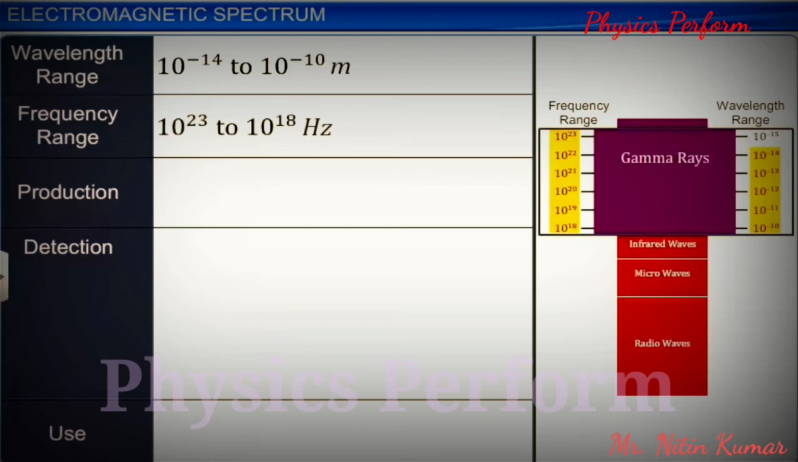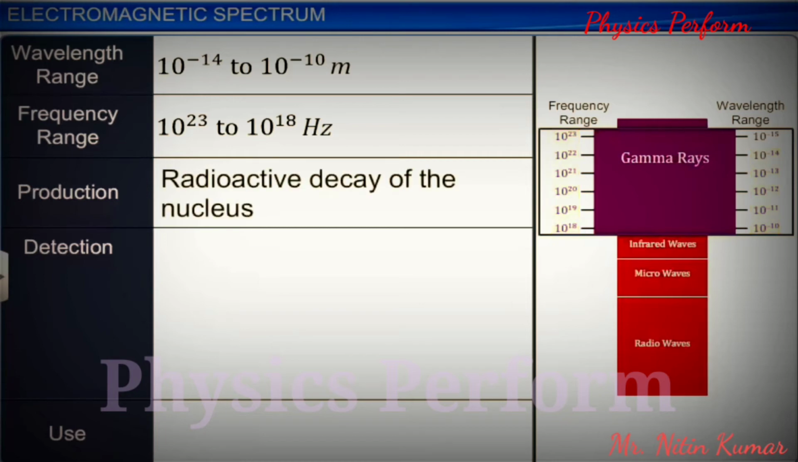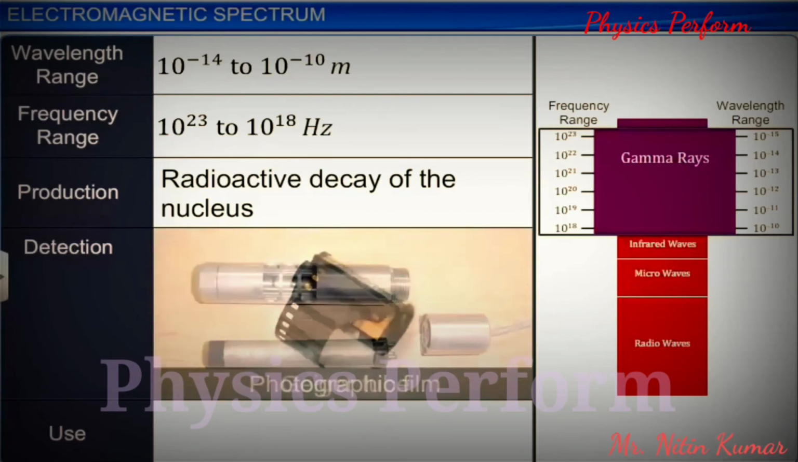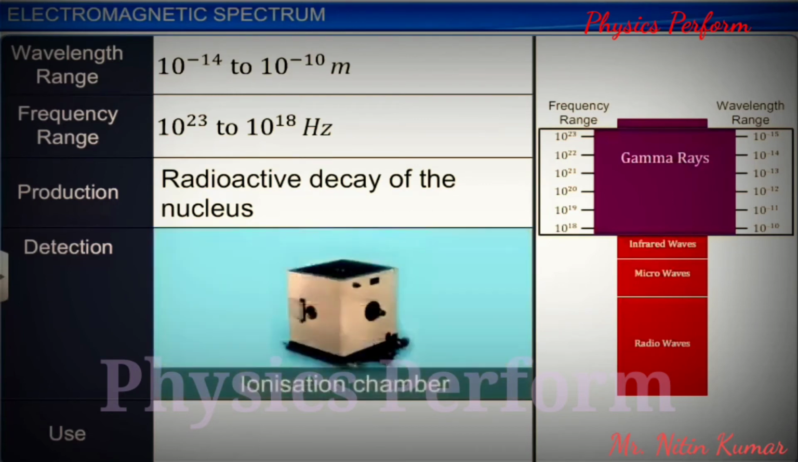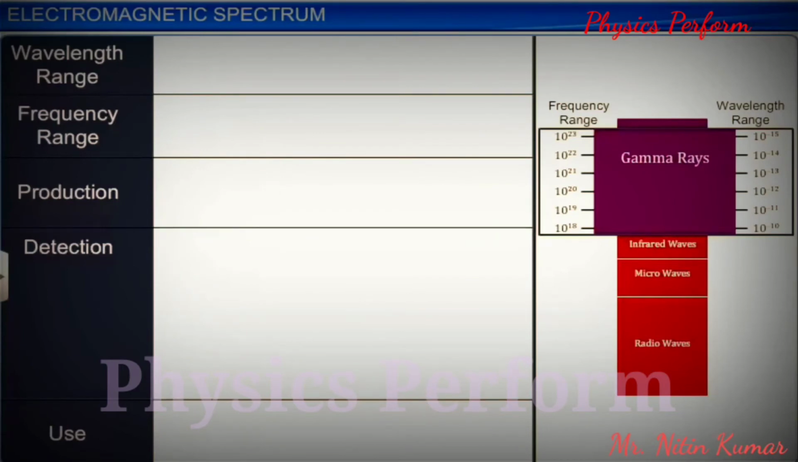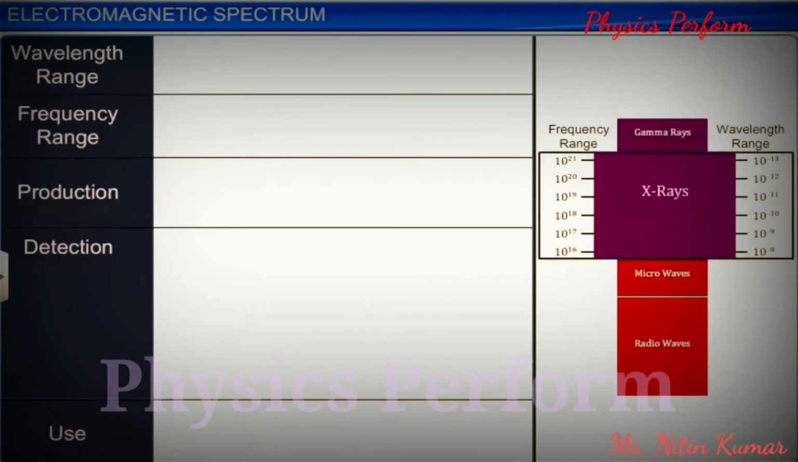Gamma rays are produced by the radioactive decay of the nucleus. They are detected by photographic films, Geiger tubes, and ionization chambers. They are used in medicine to kill cancer cells. Now, let us move on to X-rays. Wavelength of X-rays is in the range of 10^-13 meters to 10^-8 meters.